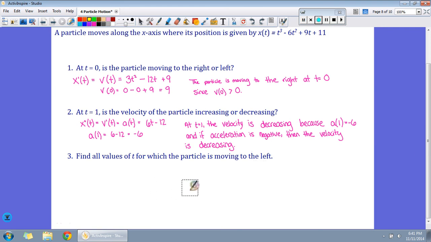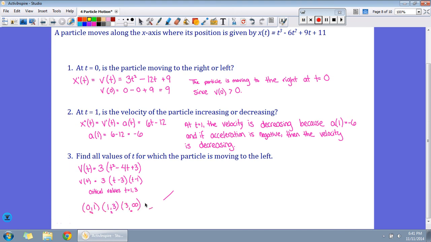Okay. For what values of t is the particle moving left? So we're going to go back to our velocity function, because moving left means that the velocity is negative. So I'm going to factor a 3 out of all three terms, and then factor the quadratic to get 3 times t minus 3 times t minus 1. Our critical values are 1 and 3.